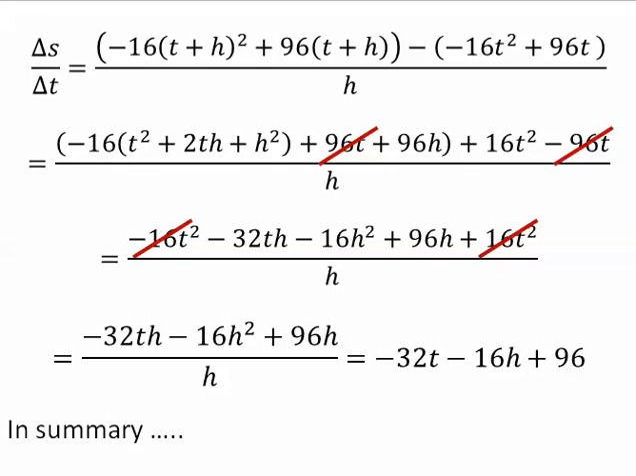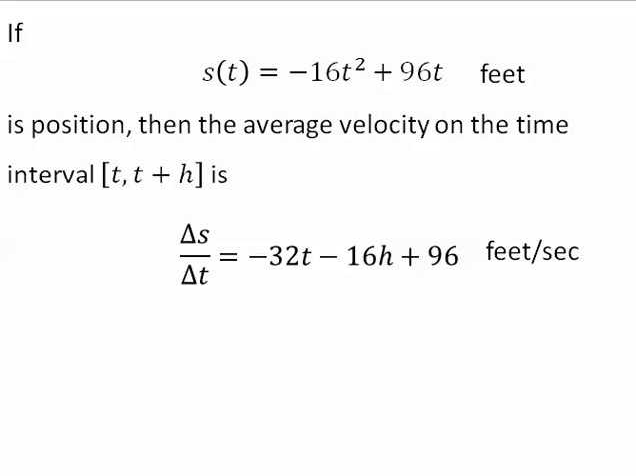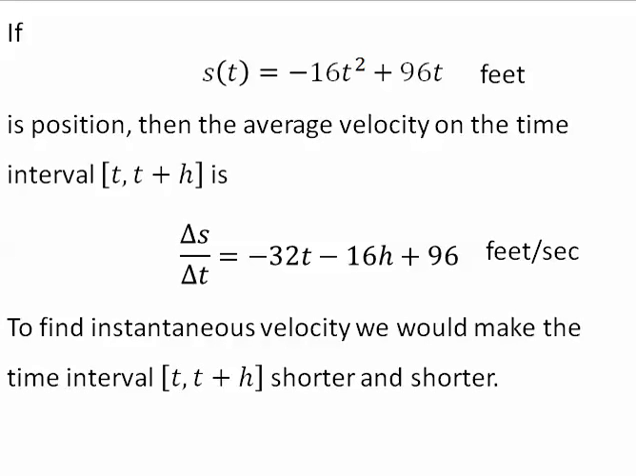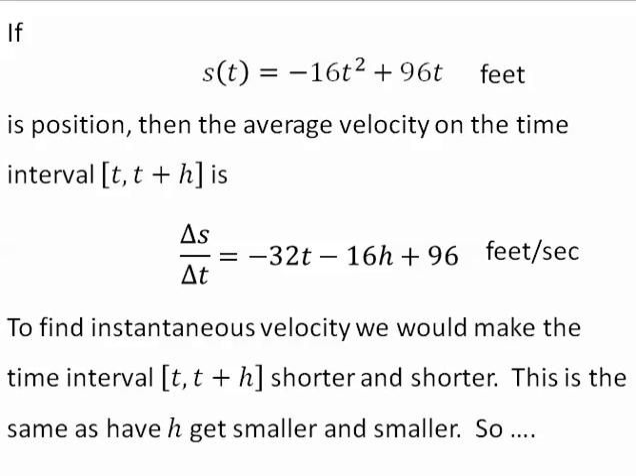In summary, the average velocity over the interval from t to t plus h is negative 32t minus 16h plus 96, and that is feet per second. To find instantaneous velocity, we would make the time interval shorter and shorter, which is equivalent to saying that we have h get smaller and smaller.